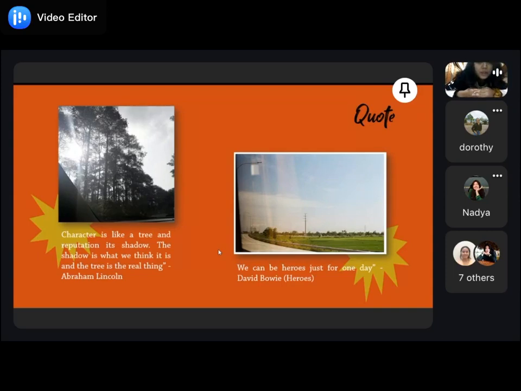And for the second one, "We can be heroes just for one day," a quote from David Bowie in his song called Heroes. And why did we pick that quote? Well, we were on a trip to Bali, separated from our parents, and we may have been scared, terrified, but in order to survive on a journey that we are about to embark on, we have to be brave enough. Therefore, we can be heroes just for one day.